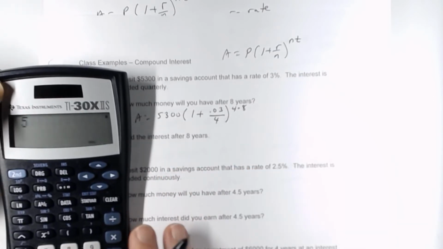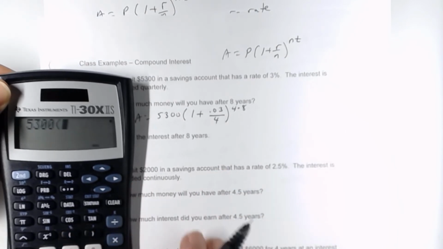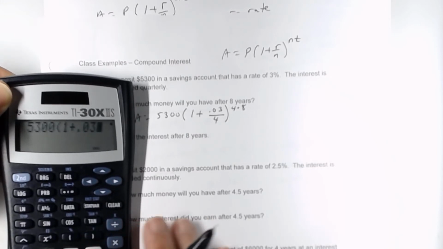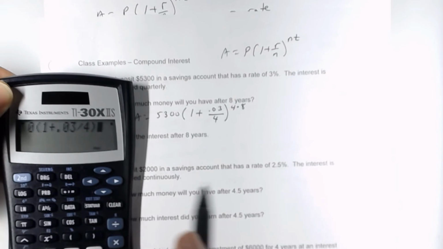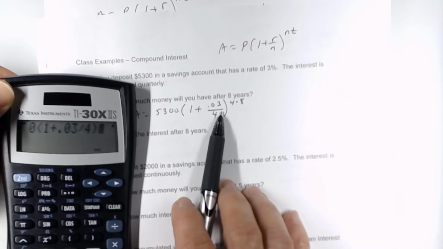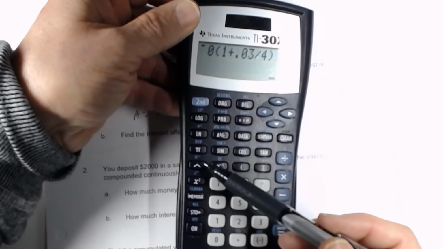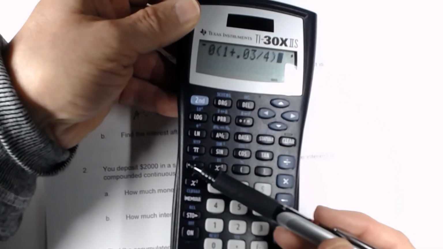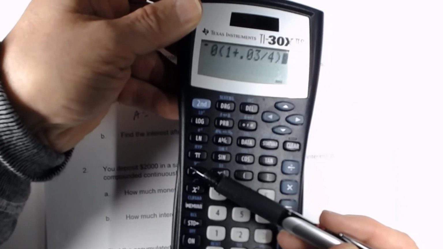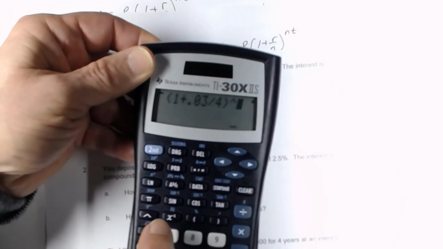So I have 5,300, open parentheses, 1 plus 0.03 divided by 4, close the parentheses. That's what I see. Now be careful. On your calculator, you'll see a button that looks like an arrowhead. Make sure you find it. You're going to press that next. That's the raise to button, which raises stuff to a power.